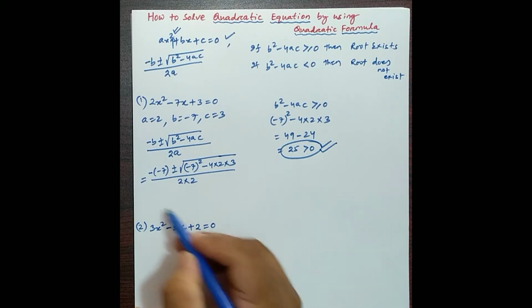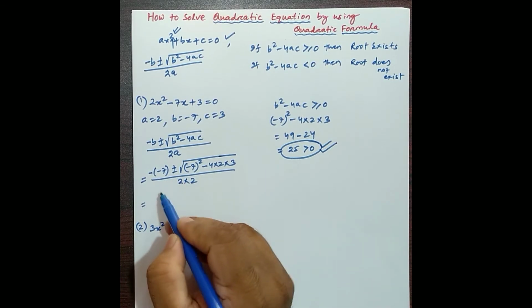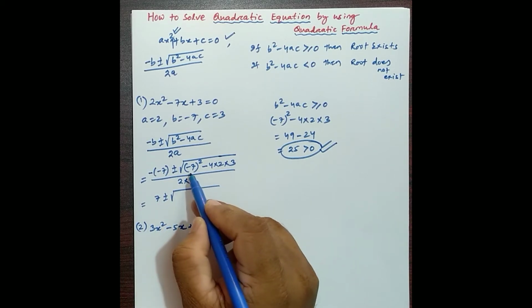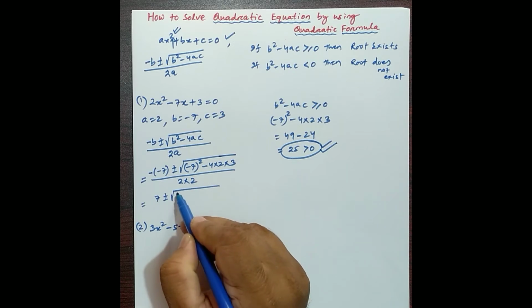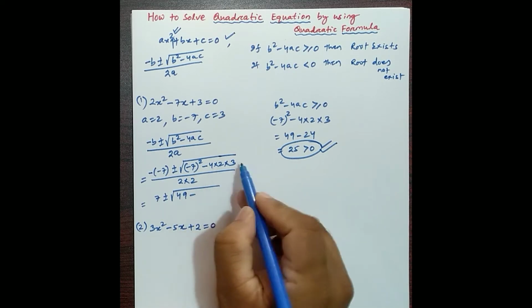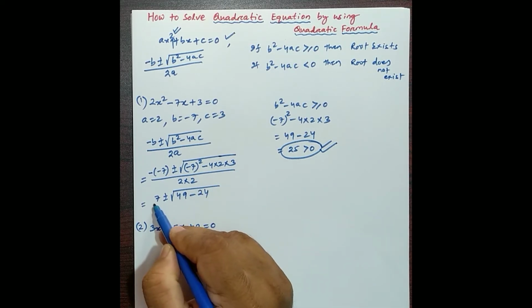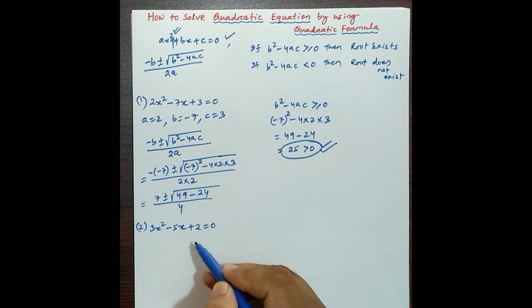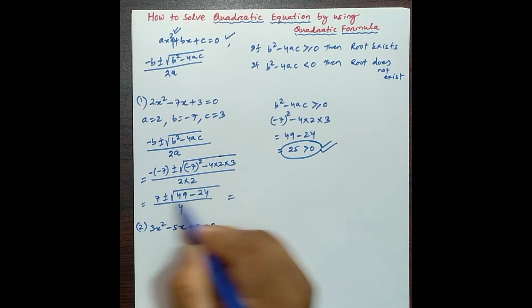Okay, so now look here, minus of minus is what? Plus. So this one is 7 plus minus under root of, look here, minus 7 square is 49, minus this one is 24, all divided by 2 twos are 4, right? Okay, look here, so this one is what?